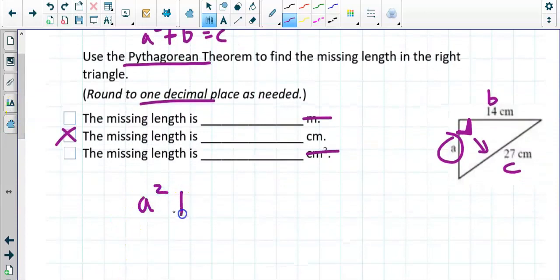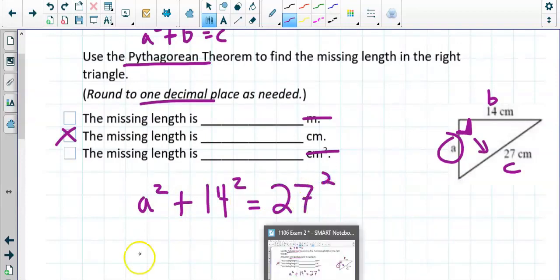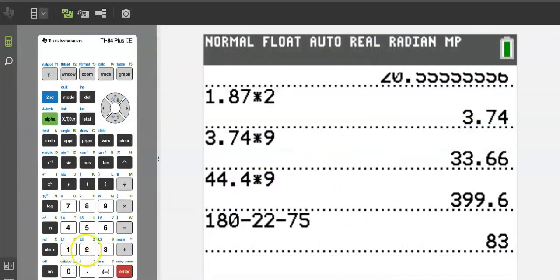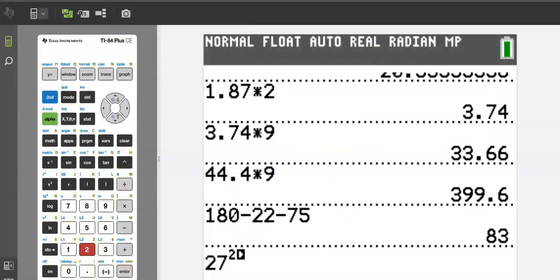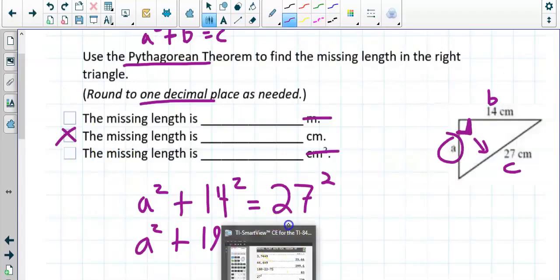So A squared plus my B, which is 14 squared, equal to my C, which is 27 squared. So I know what 14 squared is. That's 196. 27 squared, I have no clue, so I just need to go to my calculator. 27 squared is 729.